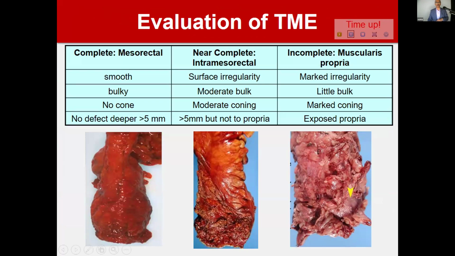So complete would be where the whole surface has this smooth fascial covering around the fat. Near complete would be where it's mostly fine, but you start seeing little holes. And incomplete meaning that you are seeing parts of the muscularis propria. So the clearance of the rectal nerve plexus and lymph nodes was not done nicely, and that's a risk factor for recurrence.